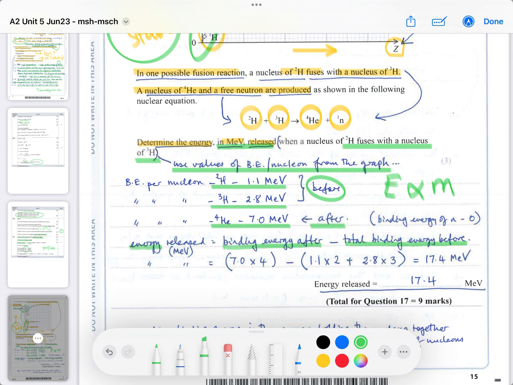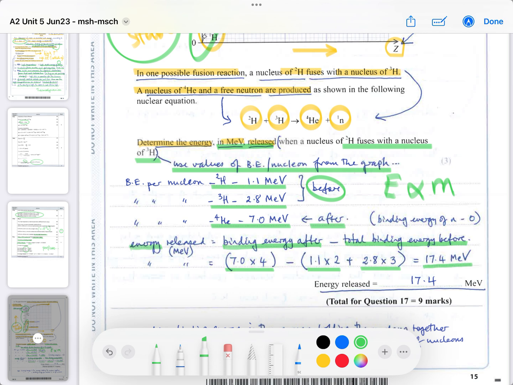Now remember, binding energy and binding energy per nucleon are mathematically different. So you've got 4 nucleons at 7.0 in the height. All these 4 nucleons are now at 7. They're level 7 in the graph. And before, 2 of them were at 1.1, and 3 of them were at 2.8. So we had 5 nucleons, and then we had 4, because the neutron has gone out. So you've got to multiply by the number of nucleons at each level. And that's how you get the change in the energy released, 17.4 mega electron volts.